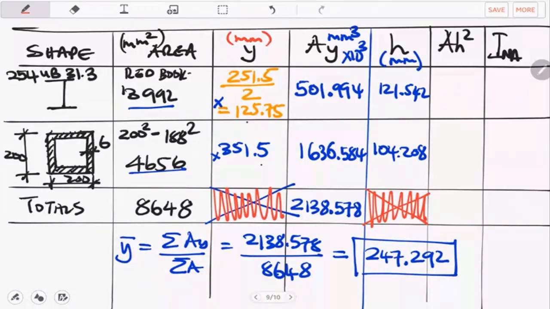Right, so let's now calculate A h squared. So this h squared, we are now saying this value of A times the square of that value. Most people make a mistake here. They just multiply these two and forget to multiply by the square of 121.542. So please make sure that you are raising 121.542 to the power 2. Then you multiply by 3992.